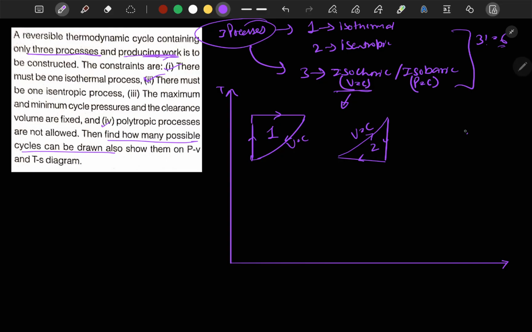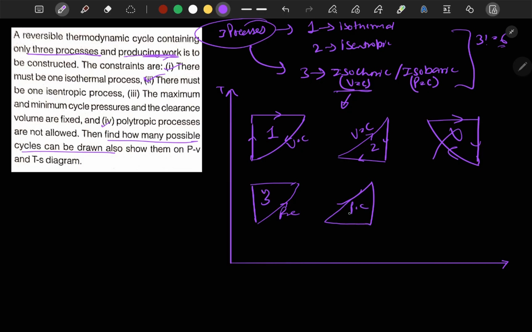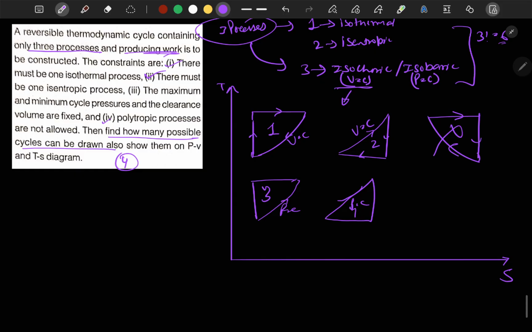If you draw, say, constant temperature and isentropic, then the constant volume curve should be like this, which is not possible. So there are only two types of cycles which can be used in case of constant volume, and similarly in the constant pressure process only these two will be eligible. So there are a total of 4 cycles which are possible. How many possible cycles can be drawn? 4. Show them on PV and TS diagram. I have shown them on the TS diagram.